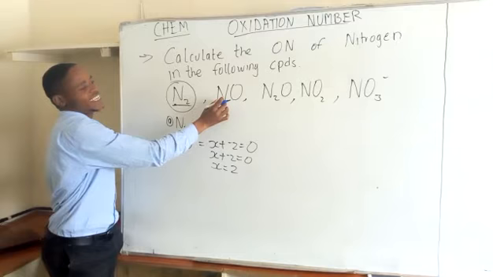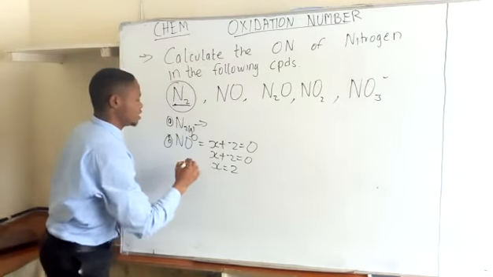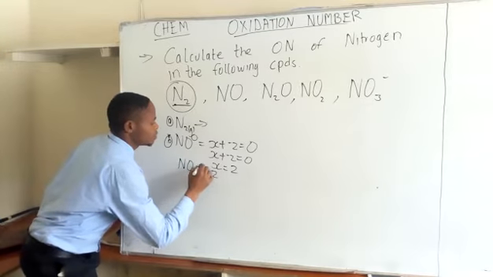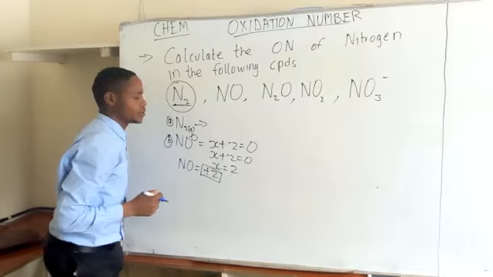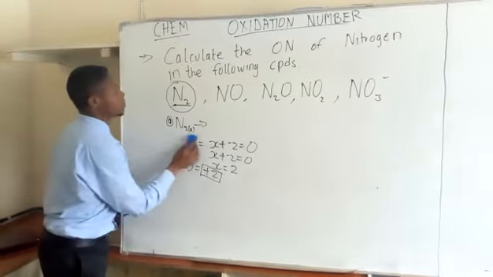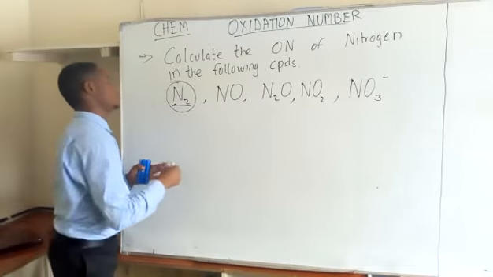So X is equal to 2. That's why we say this is nitrogen 2 oxide. So the oxidation number of that one therefore is +2. Remember we said when writing the oxidation number, we start with the sign followed by the number. Next, we're going to look at N2O.